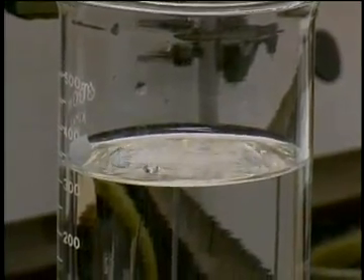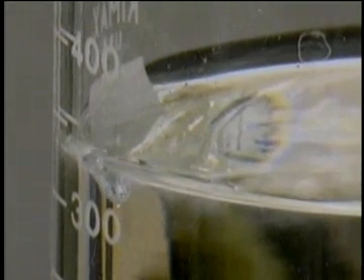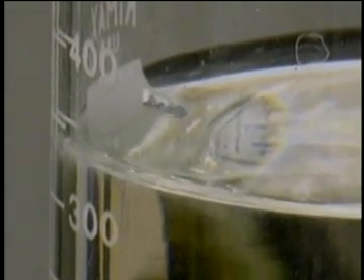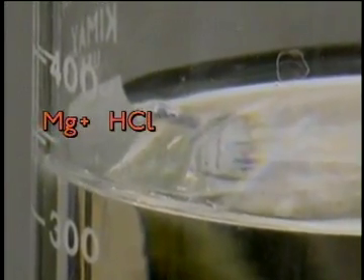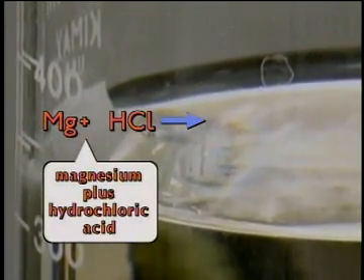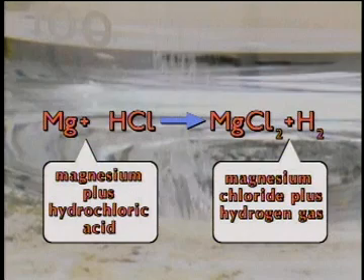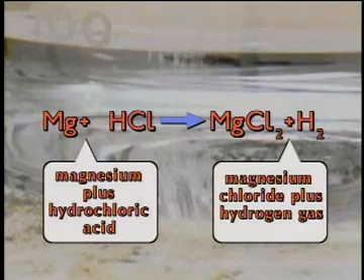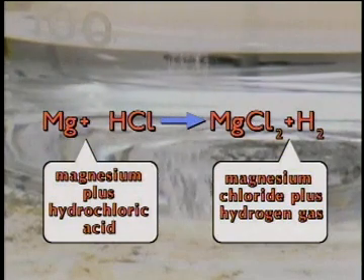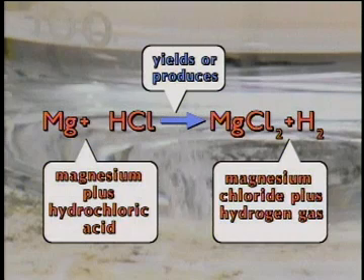This is magnesium, quite a reactive element. When it reacts with hydrochloric acid, hydrogen gas is produced. It can be written: magnesium plus hydrochloric acid produces magnesium chloride plus hydrogen gas. The arrow means yields or produces.